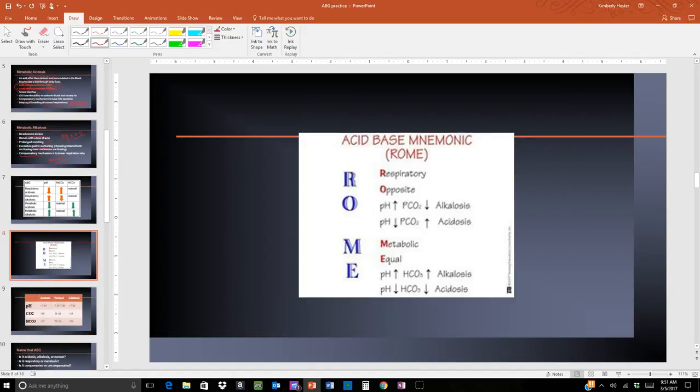There's also a little mnemonic that we use that's called ROME. And how ROME works is when you're doing your arrows to figure out your pH and your CO2 and your HCO3, otherwise known as bicarb, you're going to look at those arrows and see: respiratory opposite, metabolic equal. So whenever you figure out which one of these is causing the problem to your pH, you can look at the arrows and see if they're going in the same direction, it could be metabolic. If they're going in the opposite directions, it might be respiratory.